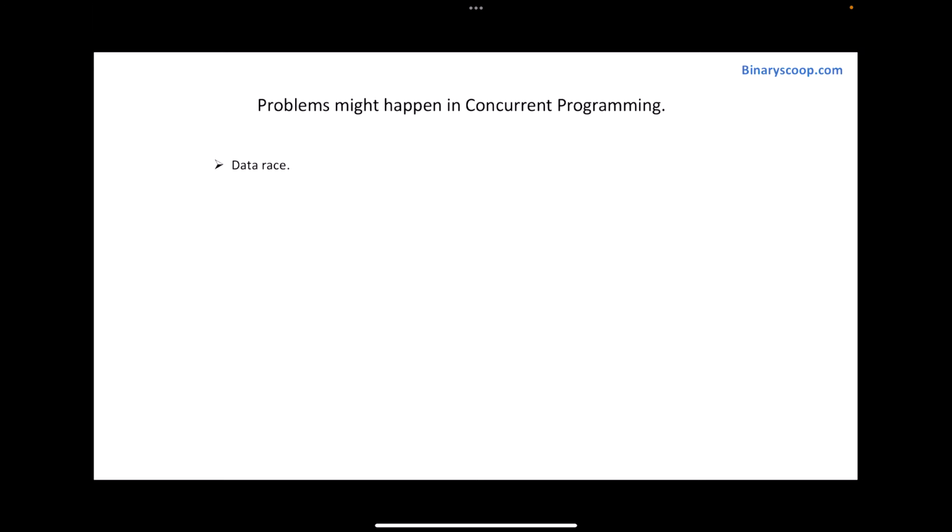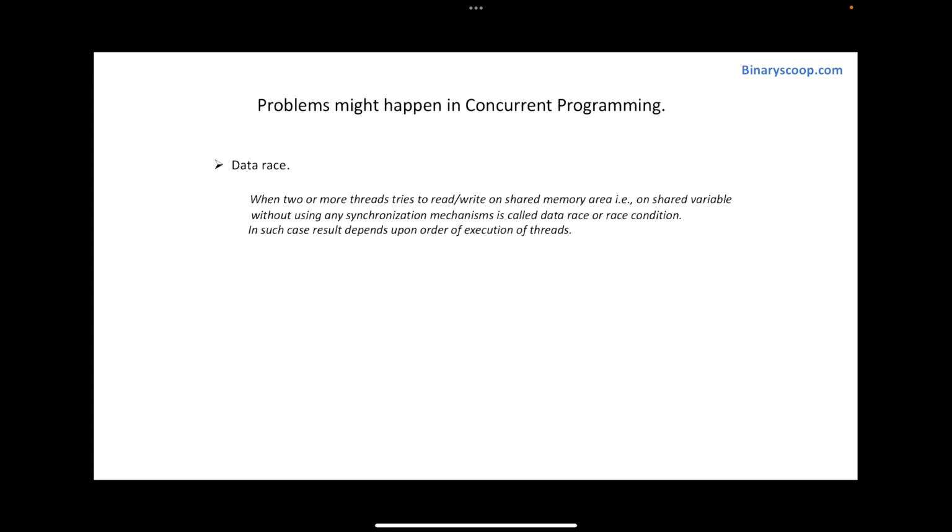So the problem is data race. Let us understand its definition. The definition is: when two or more threads try to read and write shared memory, that means some shared variable, without any synchronization mechanism, that means there is no synchronization, then this condition is called a data race or race condition. In such a case, the result depends upon the order of execution of the threads.